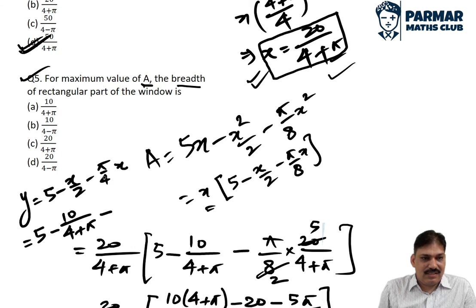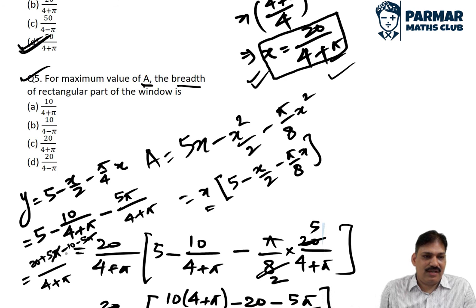If I cancel this 4 with 20, I will get 5. So 5 pi upon 4 plus pi, and you will get the answer immediately. That is, you take the LCM 4 plus pi. This will give you 5 4s are 20 plus 5 pi. 20 plus 5 pi minus 10 minus 5 pi. 5 pi will be cancelled out. 20 minus 10 is 10. 20 minus 10 is 10 upon 4 plus pi. 10 upon 4 plus pi is the answer.